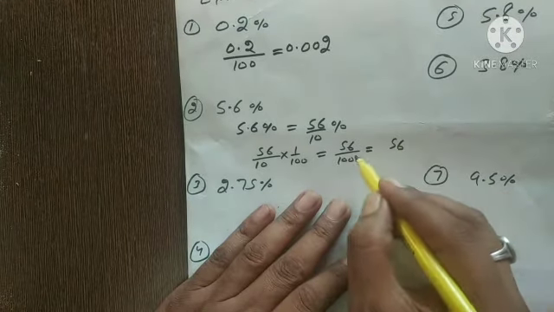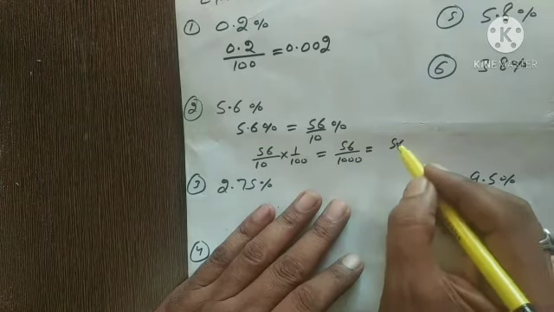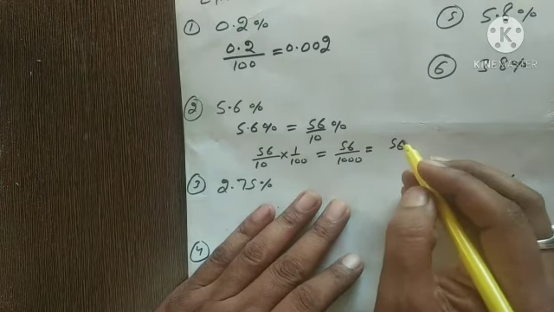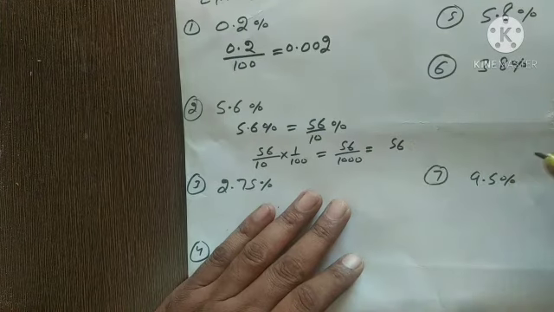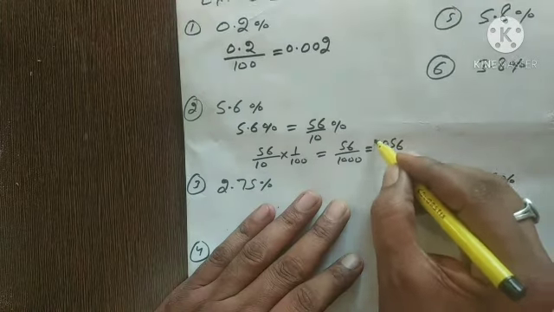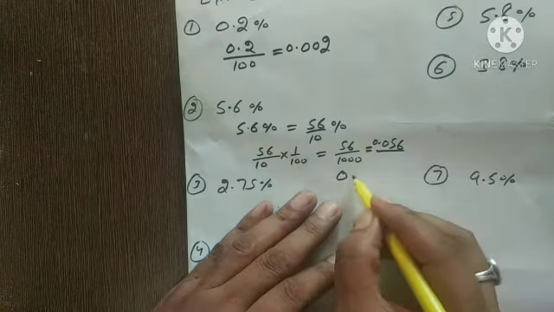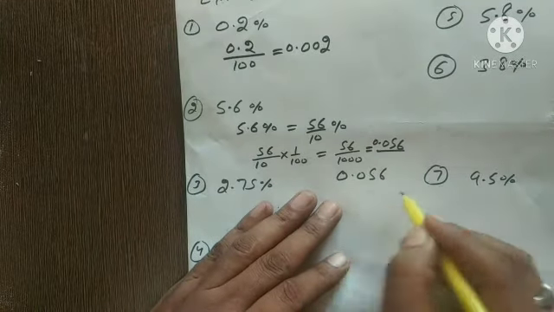How many digits are there? 2, but the zeros are 3. So we have to mark the decimal after 3 digits from the right. So 1, 2 and third digit is nowhere. So I will write 0 and mark decimal. So 0.056 is my answer.